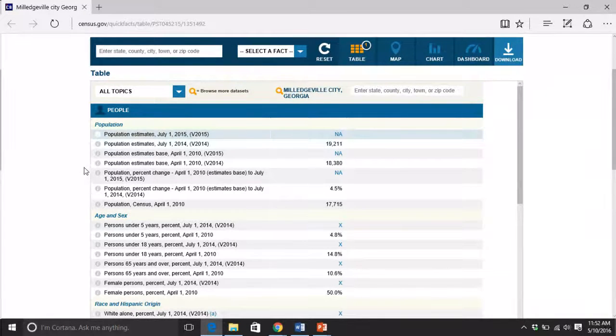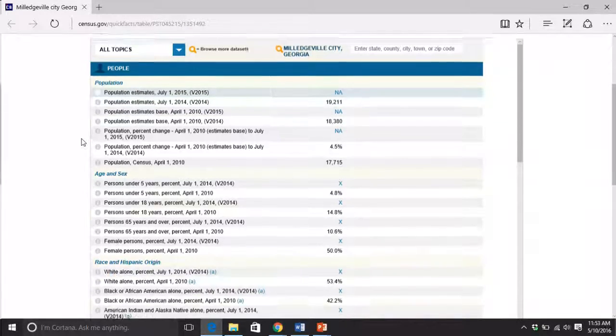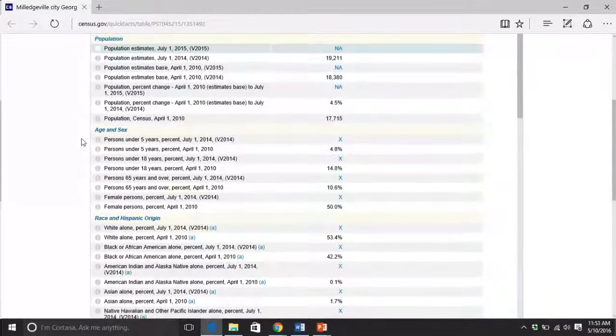And so if we just take a look here, this gives us population. We have our population estimates base of 18,000 in 2010, and we can see our population estimate as of July 1, 2014 at 19,000. So this obviously shows us that they're going to give us another population estimate this summer. And the population at the actual time of the census was just under 18,000.